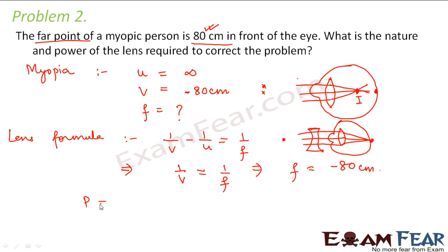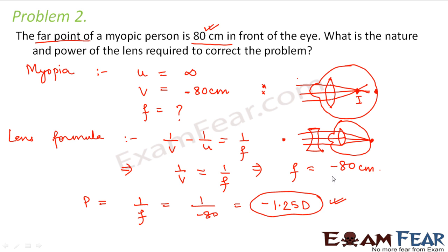So once you get the focal length, you can calculate the power of the lens as 1 by F, that is 1 by minus 80, which is equal to minus 1.25 diopters. So this would be the power of the concave lens needed. So what is the nature of the lens? Nature of the lens is concave and power of the lens is minus 1.25 diopters.